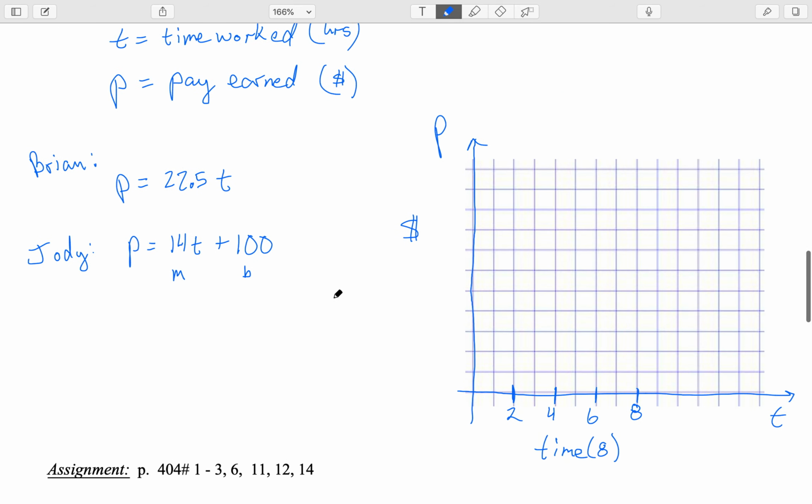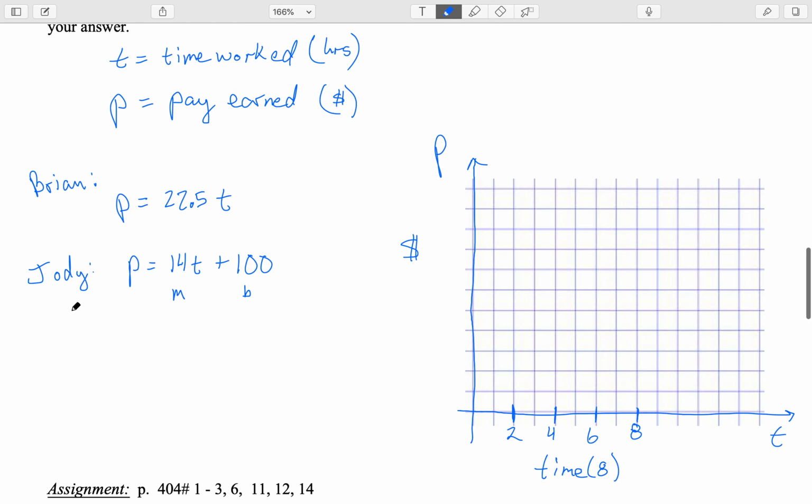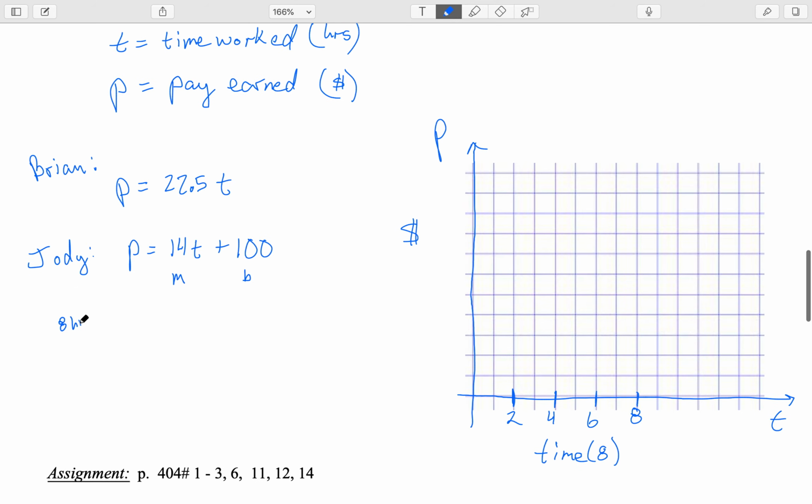I don't know, count by 1, 2, 3, 4. So you know what I'm going to do? I'm going to kind of cheat. Think about function notation, at 8 hours, how much would she make in an entire day? Her pay is equal to 14 times 8 plus 100. Because I know she starts off at 100. So 14 times 8 is 112, plus 100.